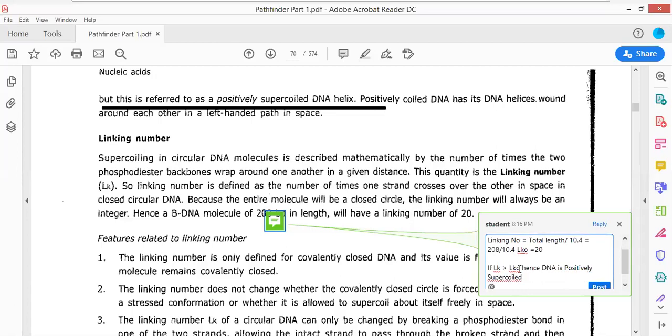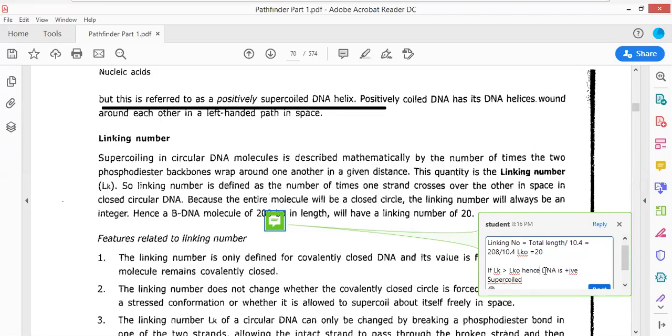Okay, this will be positive supercoiling. Hence DNA is positively supercoiled. Just give me a second. This is positively supercoiled because it cannot come in a single line. It would be better for me to explain it to you all. This is positive supercoiling.